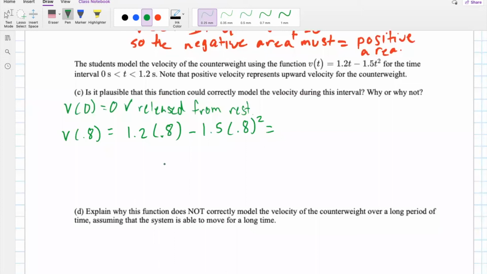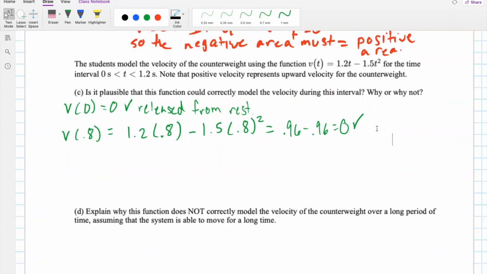And lo and behold, we get 0.96 minus 0.96. That's a big old 0. So that checks out because the velocity at 0.8 seconds we determined has to be 0. So that's good. It's looking good so far.